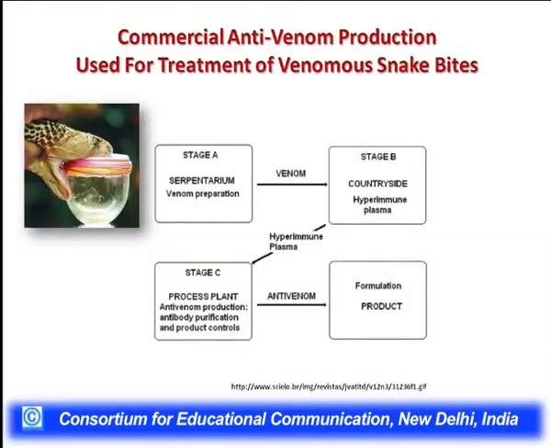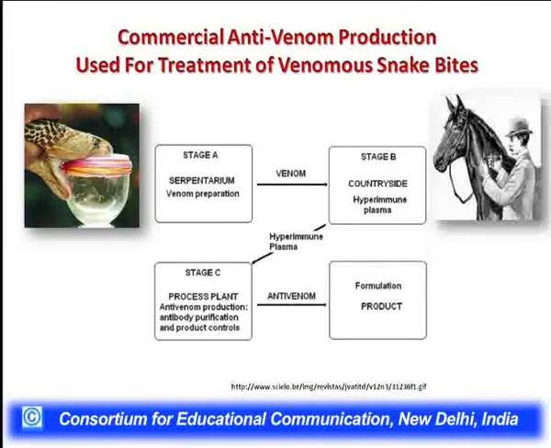Now, over here I have shown an example of how exactly antivenom production takes place, which is a part of passive immunization. The venoms are collected in the serpentarium over here. So we can see that from the snake the venoms are collected. Subsequently, these venoms are injected into the horse, and the hyperimmune plasma is collected.